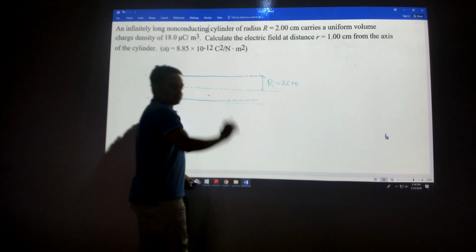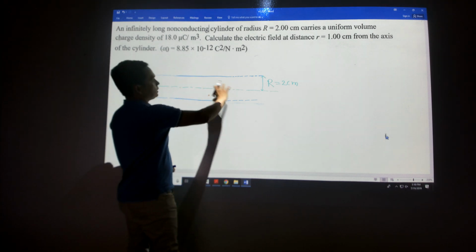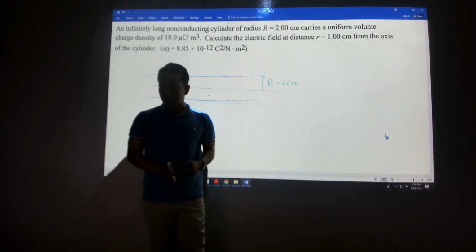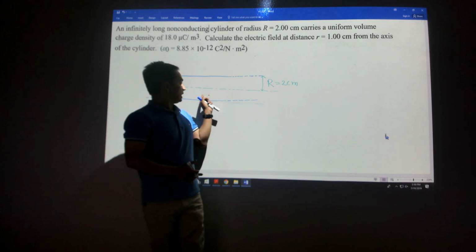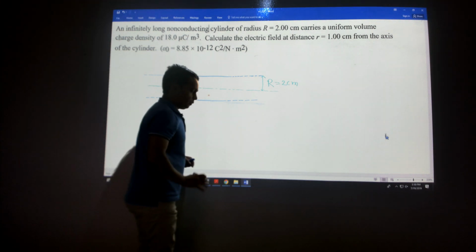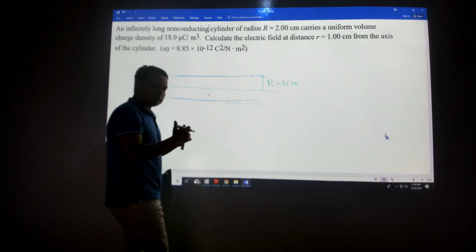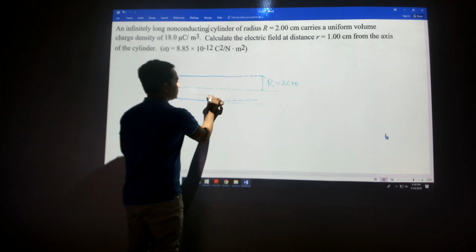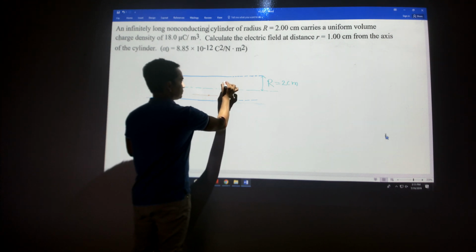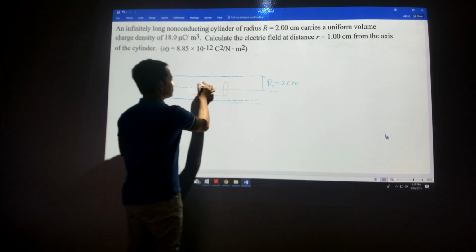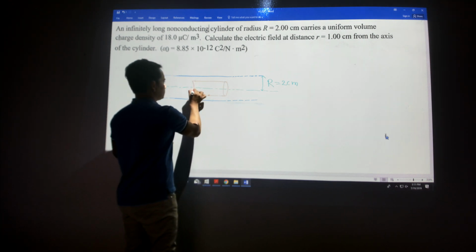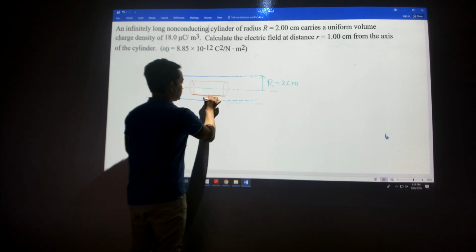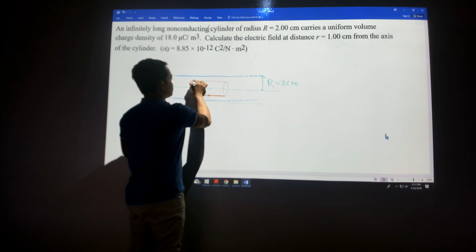How do we do that? This is infinitely long, and it is uniformly charged. The charge density is given, and you have to find out what is the electric field at this point within the cylinder. So we have to create an imaginary Gaussian surface. In this case, as this is a cylinder, I'm going to draw a cylinder as well, passing through this point. So this is a Gaussian surface, and at this point we have to find out the electric field.